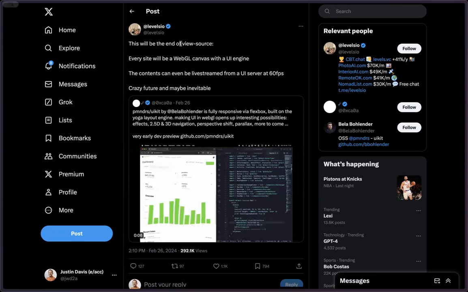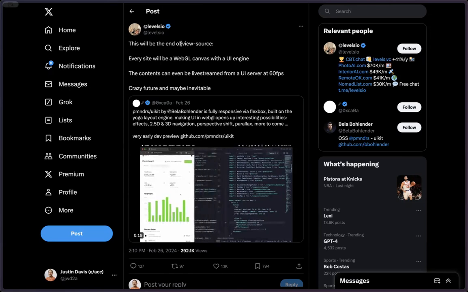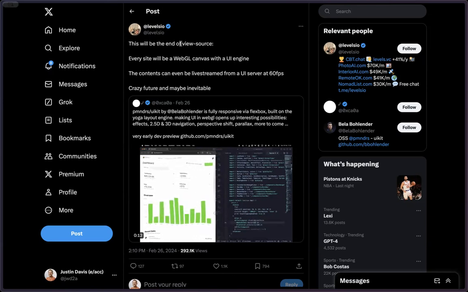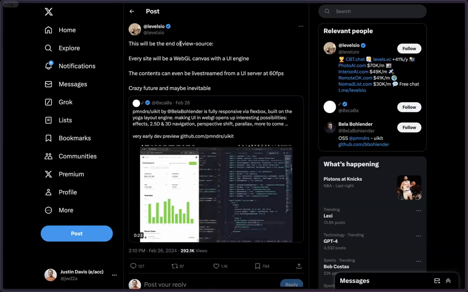I look at a lot of different people. His point is he likes simple things, and he's saying this is the death of being able to view source. What they're looking at here is a new layout engine that doesn't use traditional markup. It actually uses WebGL, which is a different technology that has a canvas for a UI engine. It's closer to having a video game engine render a website instead of having normal HTML markup.